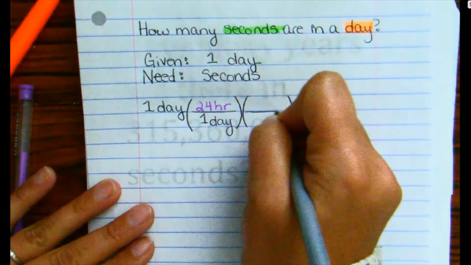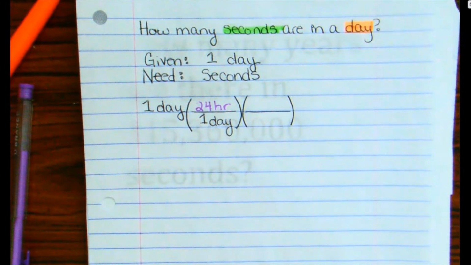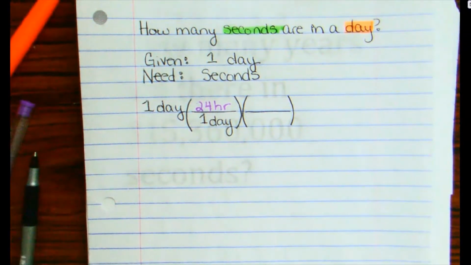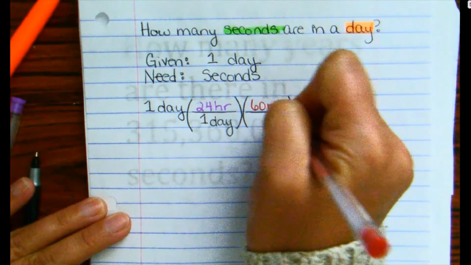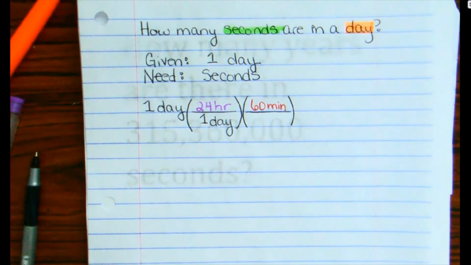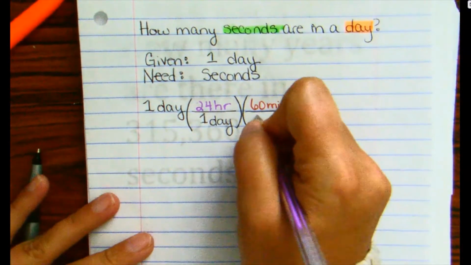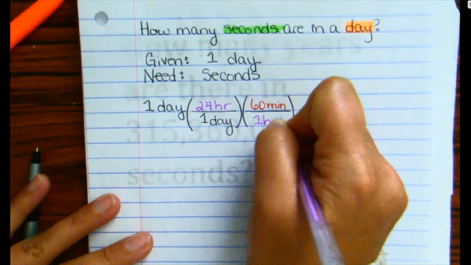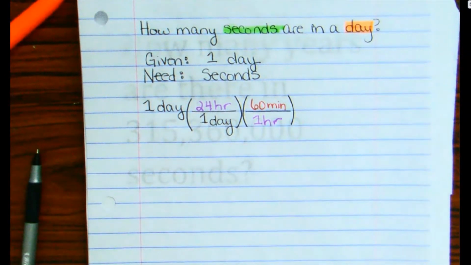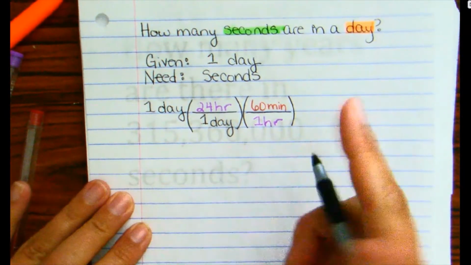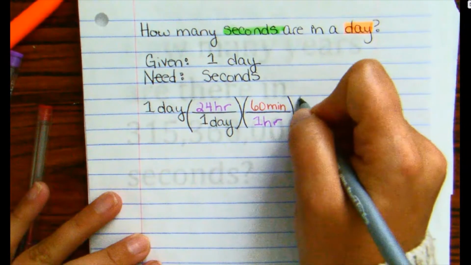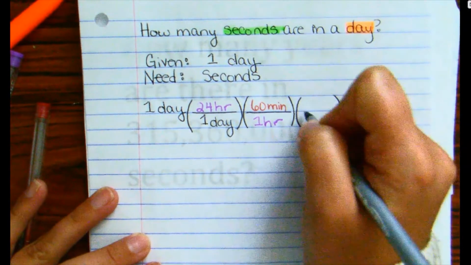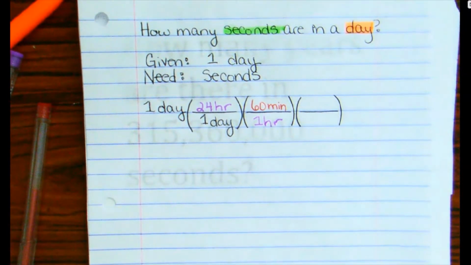I can't go directly from hours to seconds, but I can go from hours to minutes. So for every 60 minutes, I have 1 hour. Pen work, thank you. Now, am I at seconds yet? Nope, that means we have to do another one, and that is okay. We just keep going 1 unit smaller in order to get there.